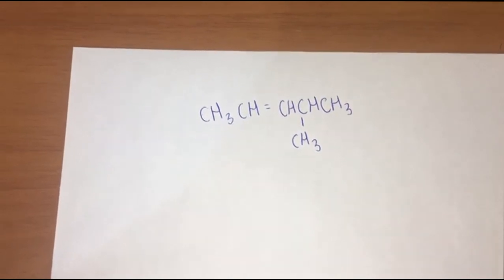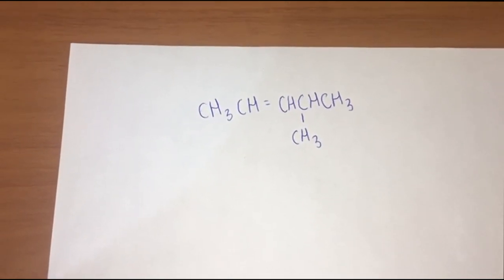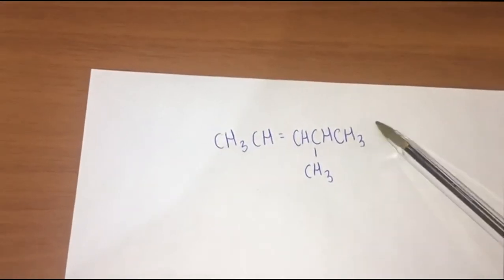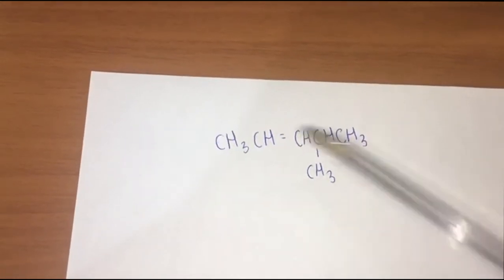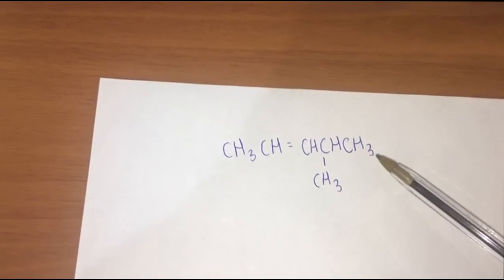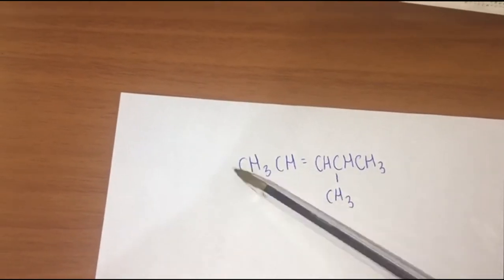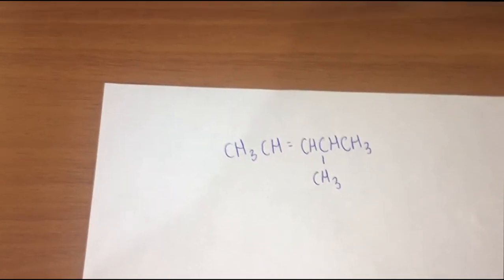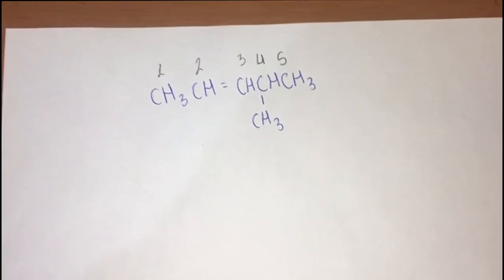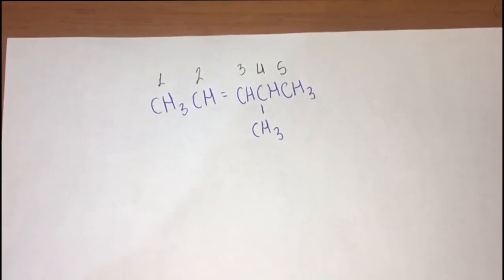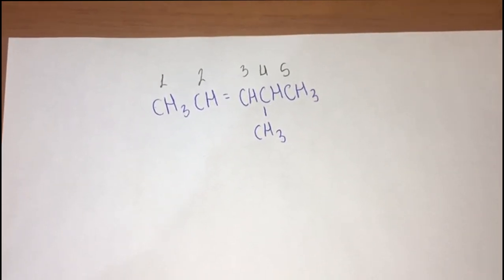The first step is to define if the chain is numbered from left to right or from right to left. As in this case the double bond is near the left, it will be numbered from left to right. Then, after numbering the chain, we have to start naming the alkene.